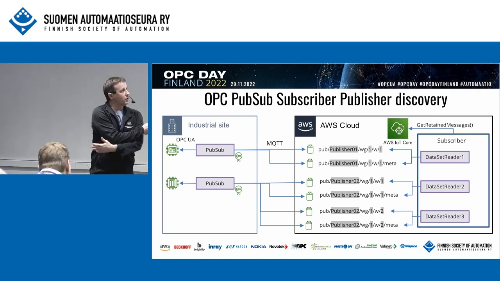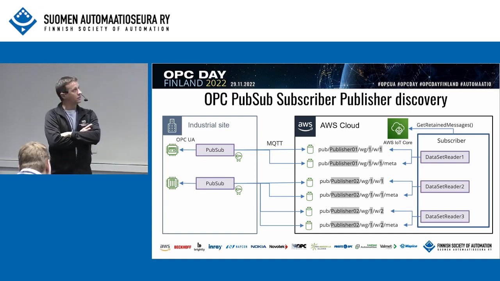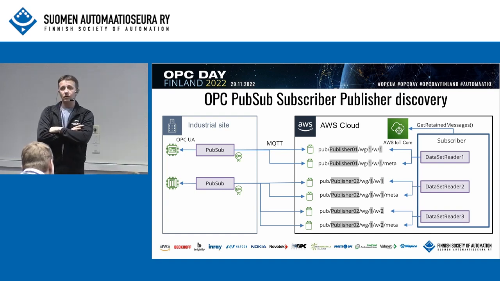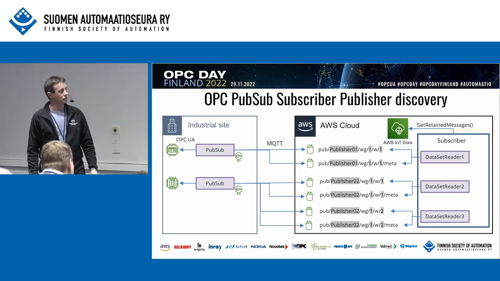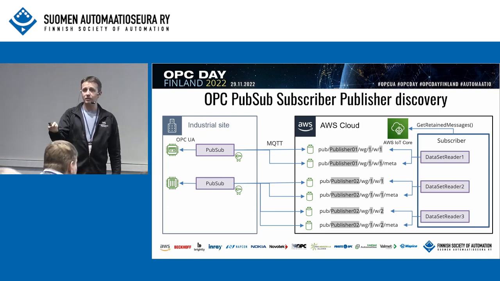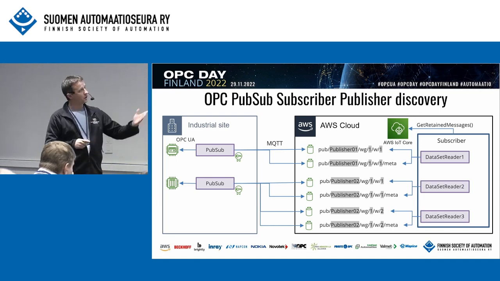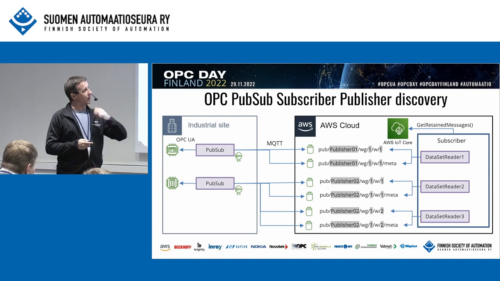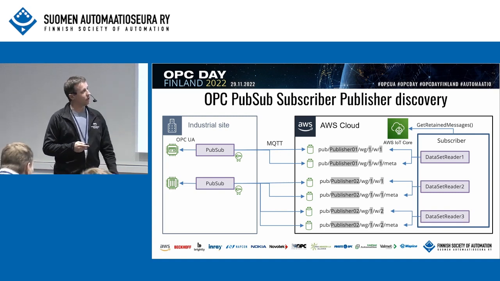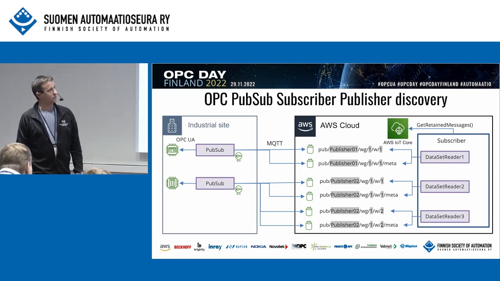In AWS IoT, for example, you can do this over API. It has an API called GetRetainedMessages. It will give you a list of all the retained messages that are published by publishers to the AWS IoT Core. It can read the metadata and configure the subscriber to use this. And in this case, it can also dynamically create all the dataset readers to read the data.